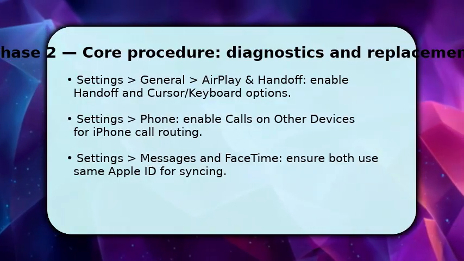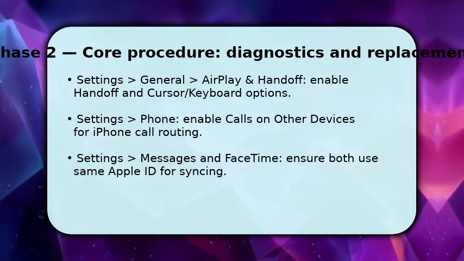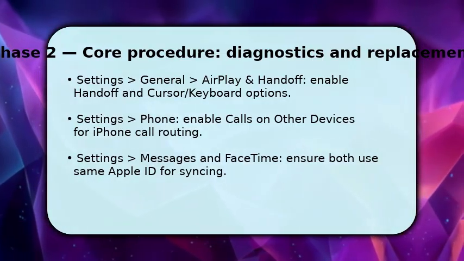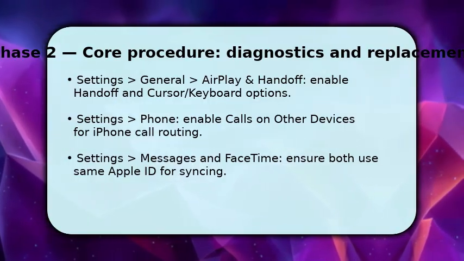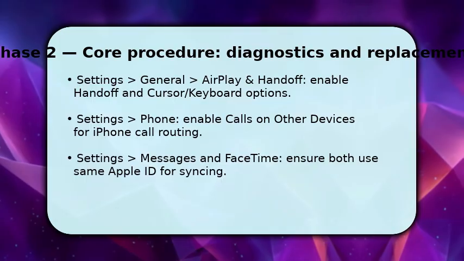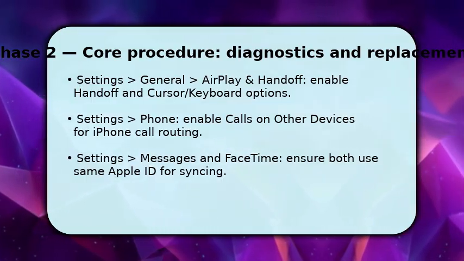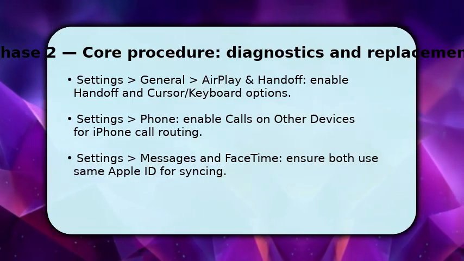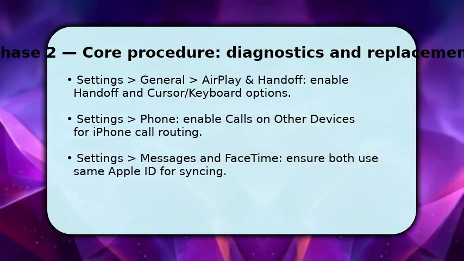Open General, choose AirPlay and Handoff, and turn on Handoff plus any keyboard or mouse handoff options so app activity moves seamlessly. Then open Phone on your iPhone and allow calls on other devices so your iPad can place and receive calls. Finally, confirm Messages and FaceTime are signed into the same Apple ID to sync conversations. This enables universal clipboard and continuity.